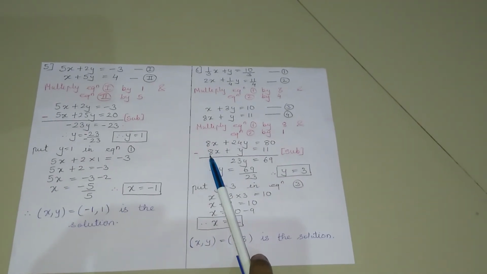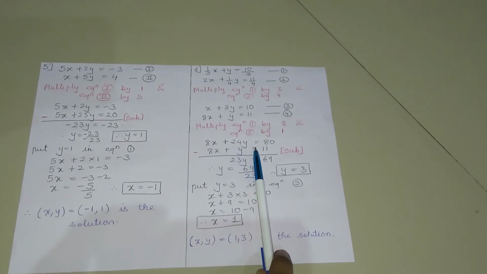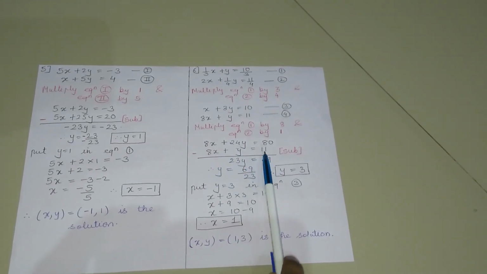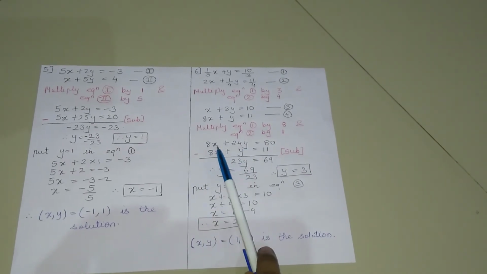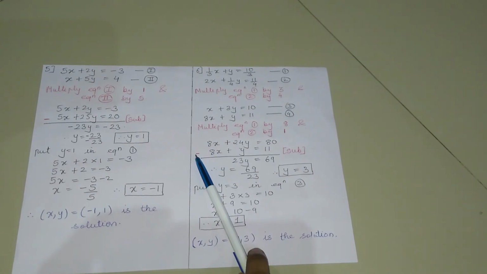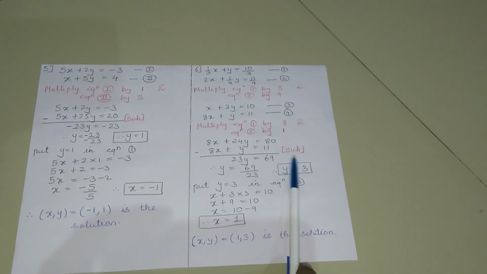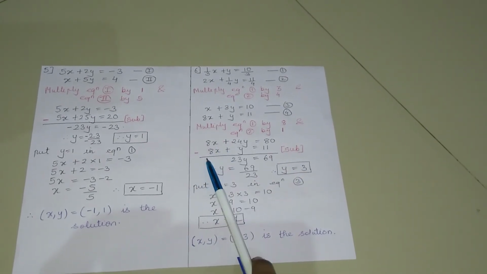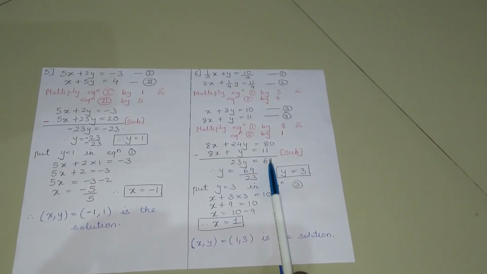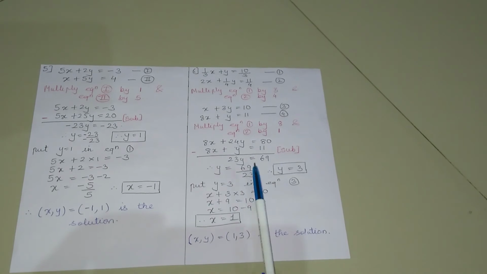Okay, so after this we get 8x plus 24y is equal to 80, minus 8x plus y is equal to 11. Minus sign, why? Because now we have the same pair but we don't have the opposite sign. So to make the opposite sign, we will subtract. So 8x gets cancelled. This will be 24 minus 1, that is 23y is equal to 69. So y is equal to 69 by 23.